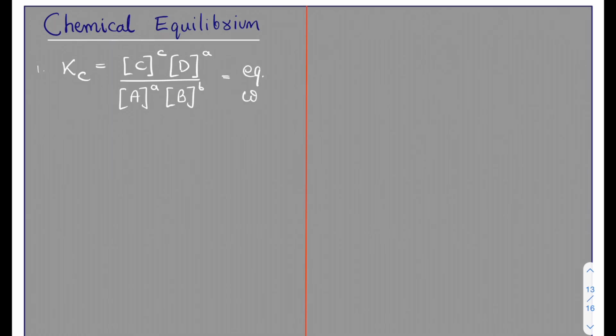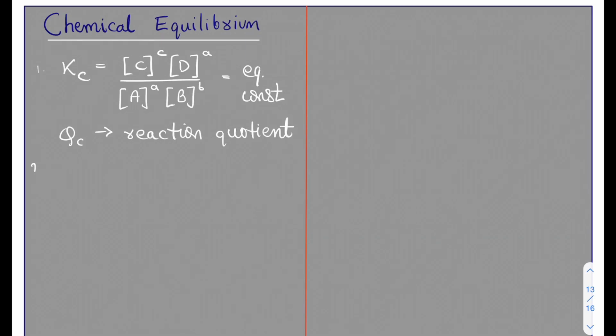The same formula also goes for Qc, except Qc is the reaction quotient, which is calculated at any time t. Formula remains the same. Second, we could come across Kp, which is the partial pressure of products upon partial pressure of reactants raised to their stoichiometric coefficients.